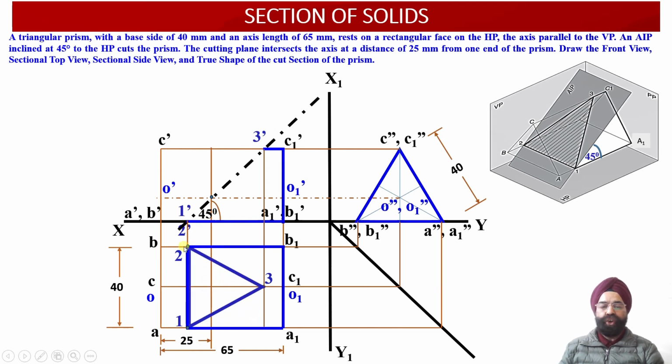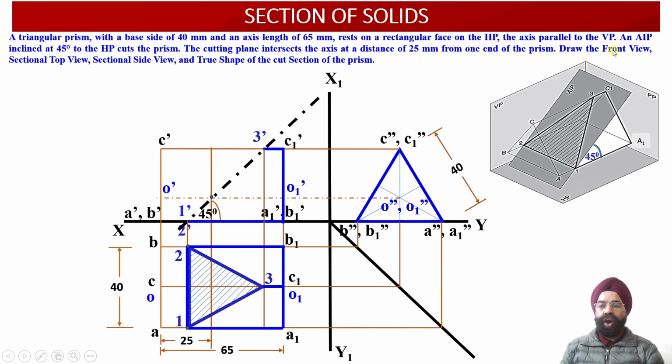Similarly, if we join the corners 1, 2 and 3 over here corresponding to this section surface, we observe that this is going to be our sectioned top view of the solid over here. 1, 2 and 3 triangular sectioned view, or the apparent shape of the cut section, we are going to obtain in the top view projection. So that is why the sectioning has been added over here.